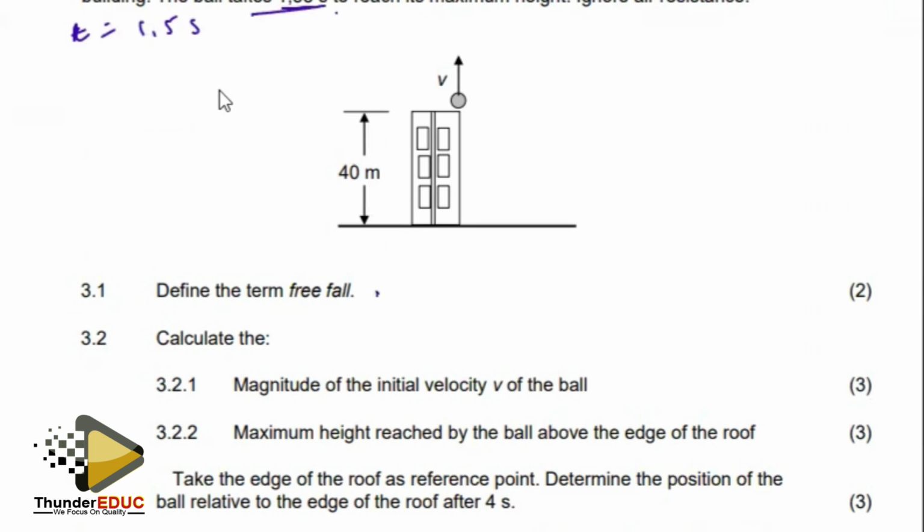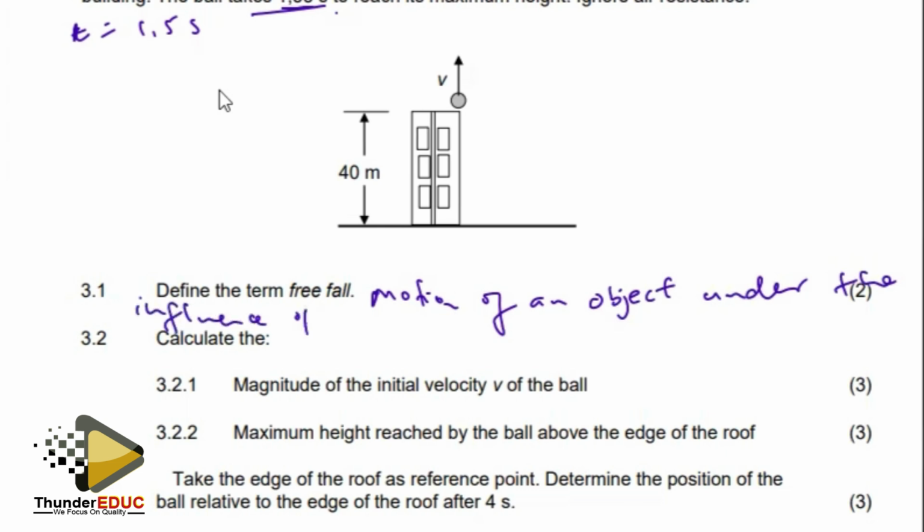Can we define free fall? Free fall is just the motion of an object under the influence of gravity, or you can just say gravitational force.